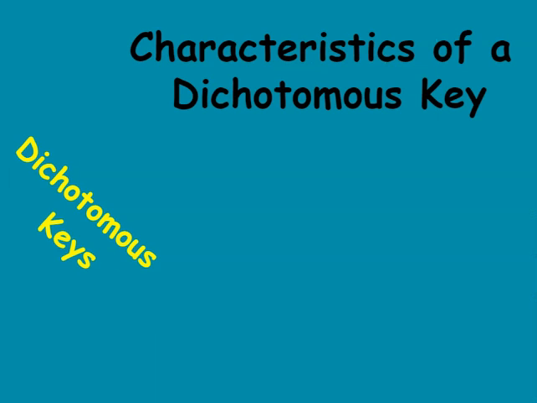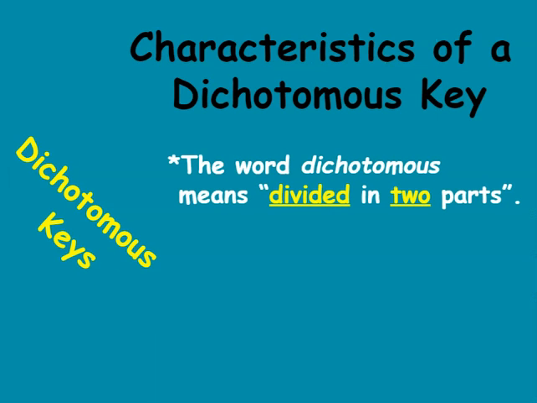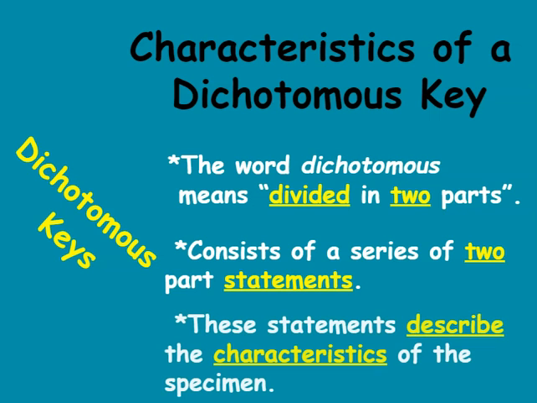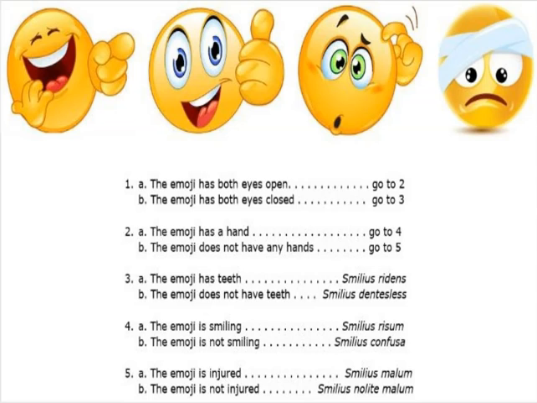All right, so characteristics here. The word dichotomous, like I said before, means divided into two parts. It consists of a series of two-part statements. You're going to see that when I give you some examples. And these statements describe the characteristics of the specimen. So let's look at an example.